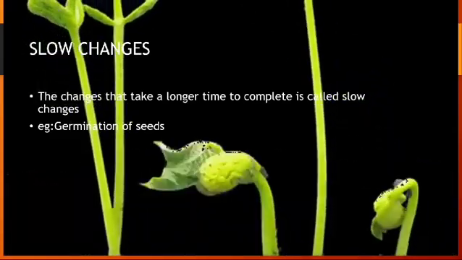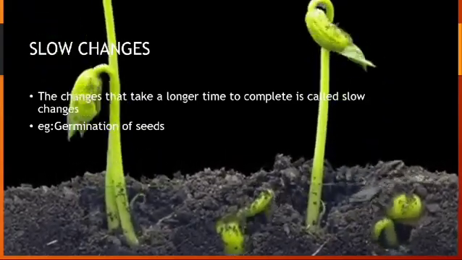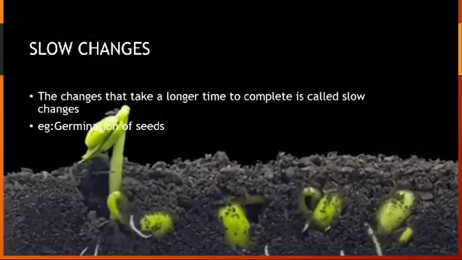Next we can move to another example. There are a lot of examples for slow changes. What is that? This is rusting of iron. This is an example of slow change because we know what is meant by rusting. That is, a brown layer is formed on the surface of iron due to the reaction of oxygen and moisture, right? That process also takes time, so it is a slow change.